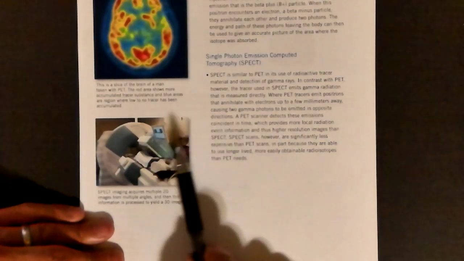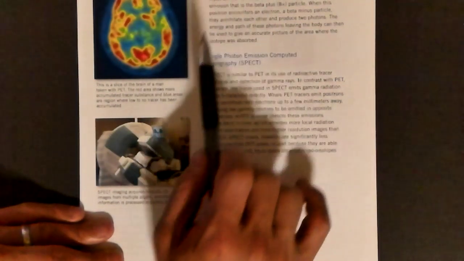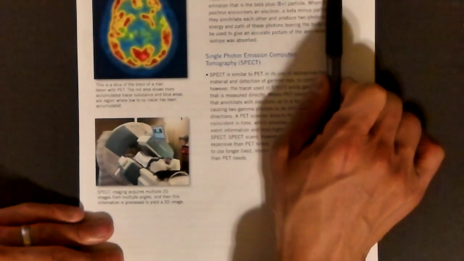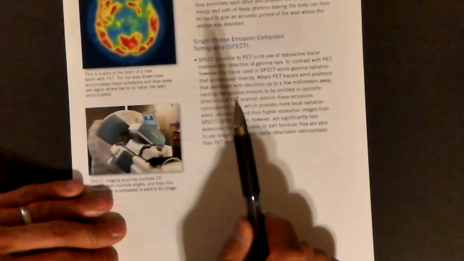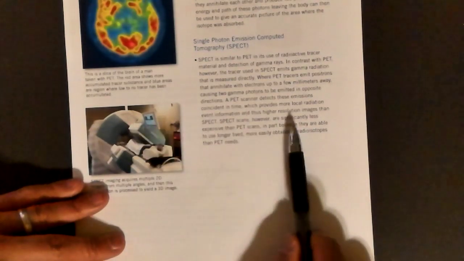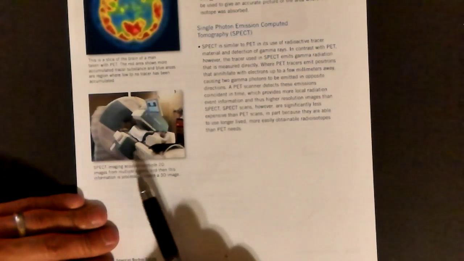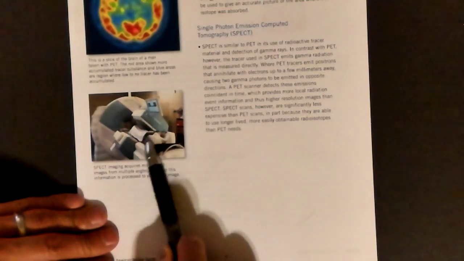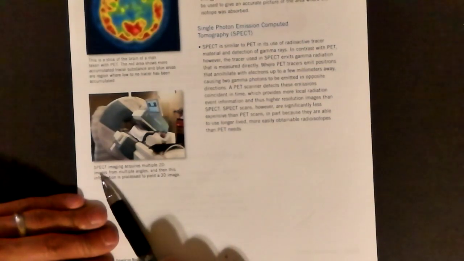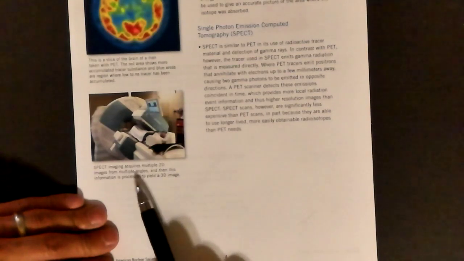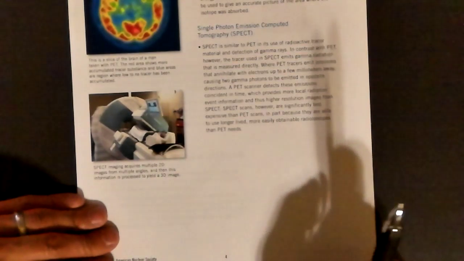So this will work very much like the PET, but the amount of localization is not quite as accurate as for the PET scans, but it's actually much less expensive to do. And so with this SPECT imaging, you can see here a picture. You take a bunch of two-dimensional images from different angles, like in the CT scan, and then the computer processes it into a three-dimensional image.